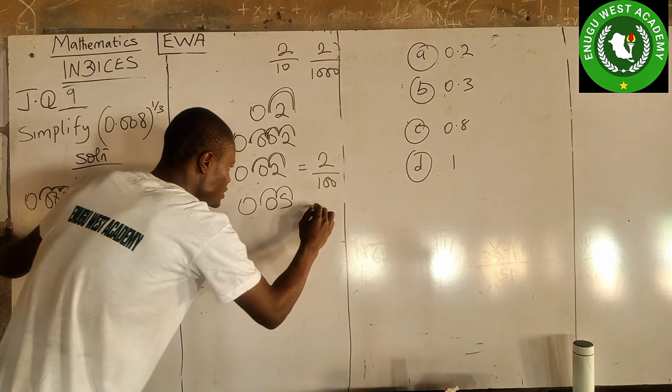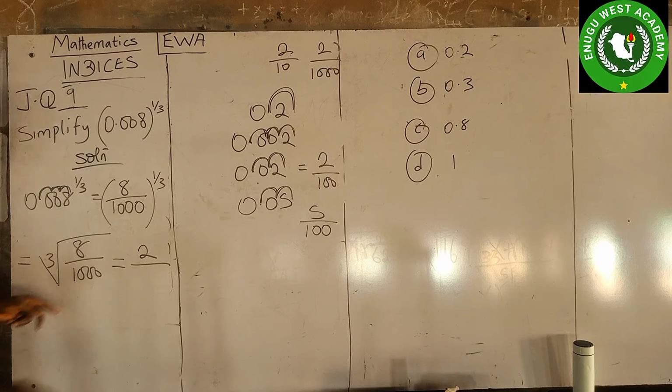This will be equals to the cube root of 8 over 1000. Cube root of 8 over 1000. Now, the cube root of 8 is 2, over the cube root of 1000, which is 10. I've explained the whole concept about roots, square root, cube root.